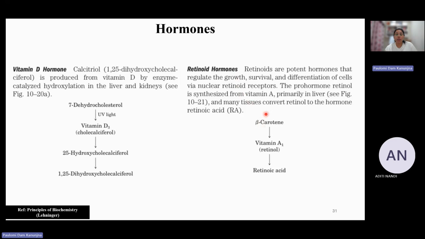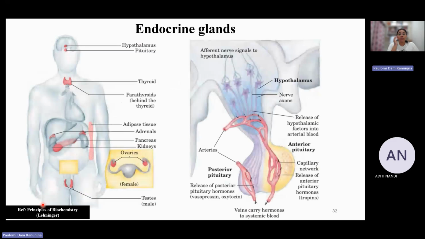And then you have retinoid, which is from carotene. So what I'm suggesting is you should remember these precursors here, right? This is what I was telling you.